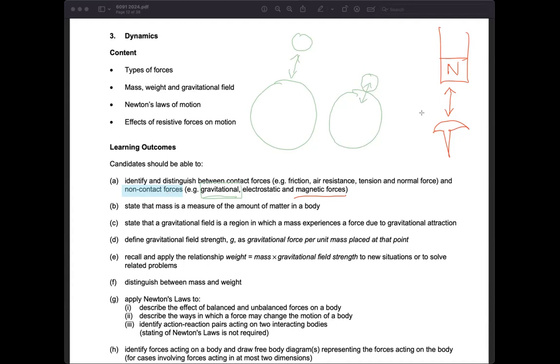Then in this magnet example, the iron nail will be attracted to the magnet. When it's attracted to the magnet, it is touching. Both of them are touching, but there is still a magnetic force between them. So what I'm trying to say is that non-contact force may also be between two objects that are touching each other. Is that clear?